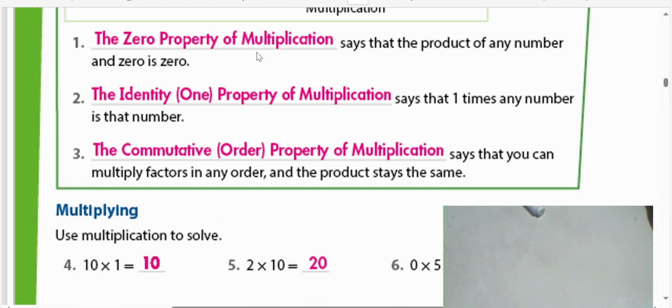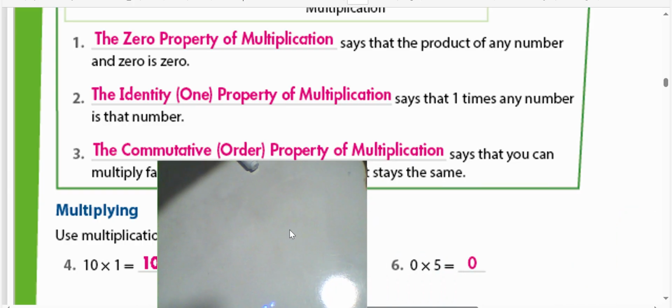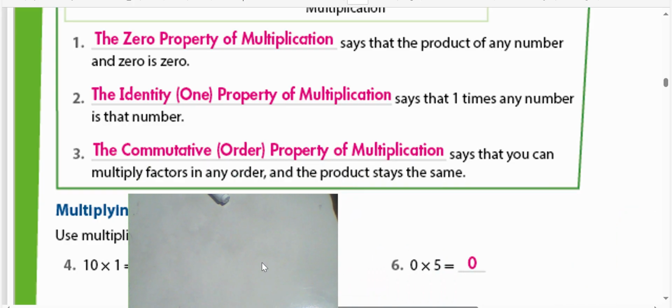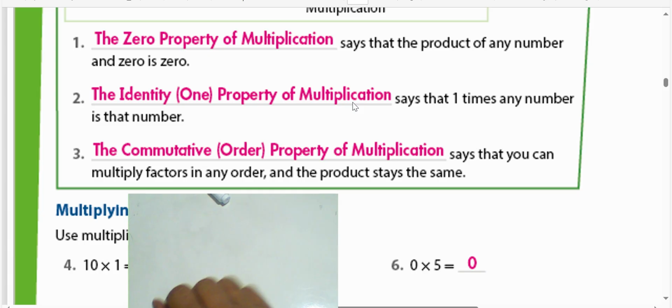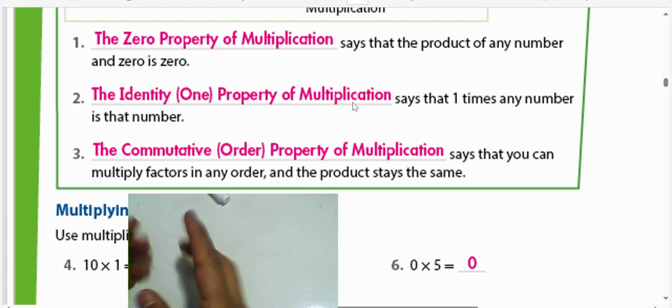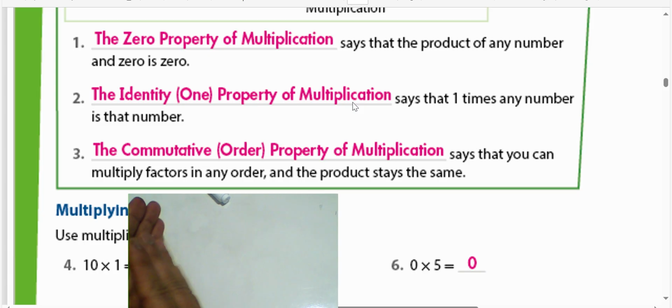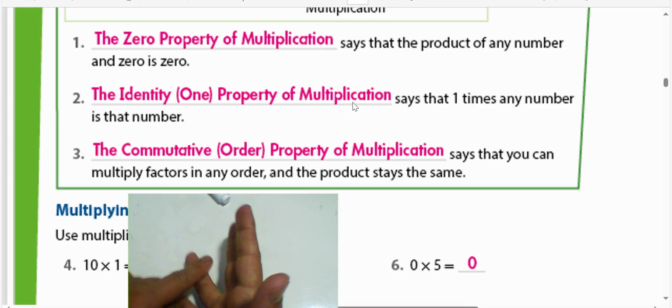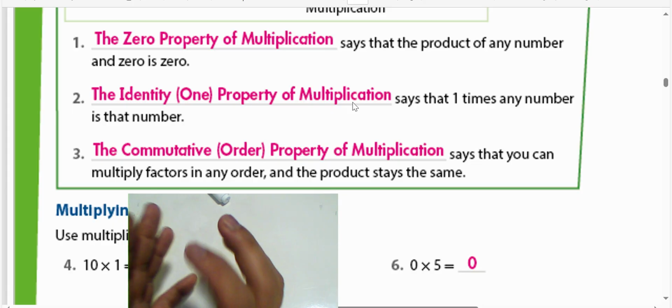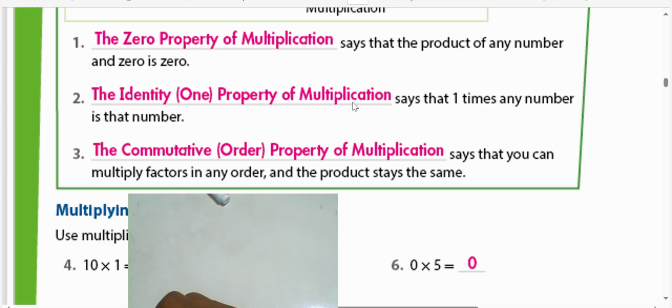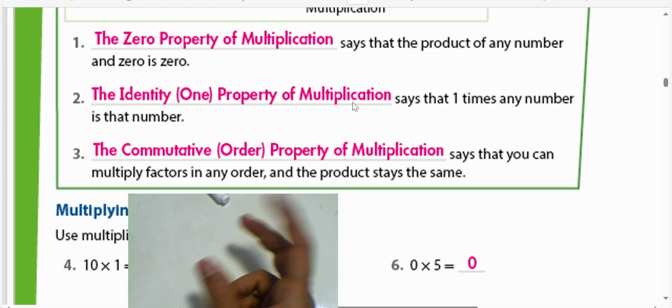The 0 property of multiplication says that the product of a number and 0 is 0. The identity property of multiplication says that 1 times a number is that number. Commutative order, like 5 plus 3 equals 3 plus 5, we can repeat it, for multiplication and addition. The commutative property of multiplication says that you can multiply factors in any order and the product stays the same.